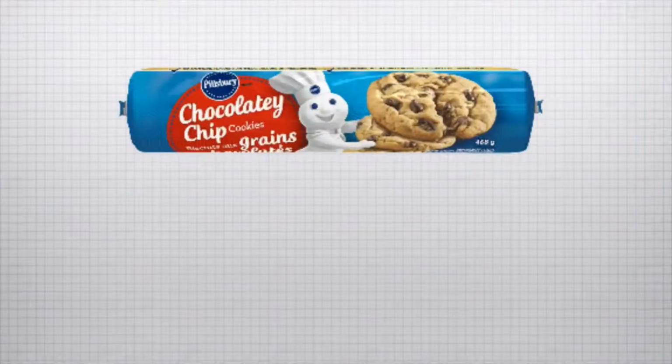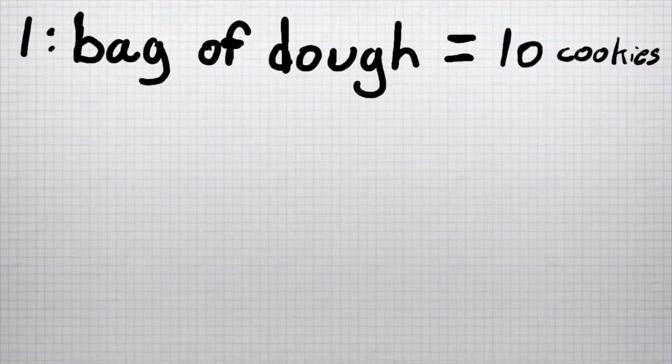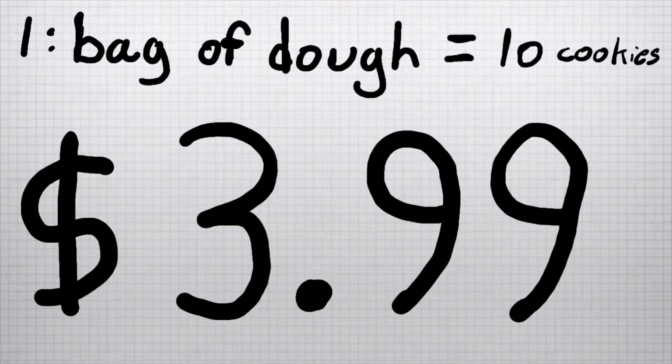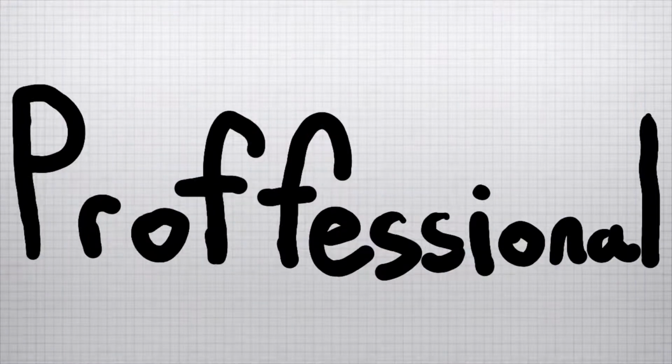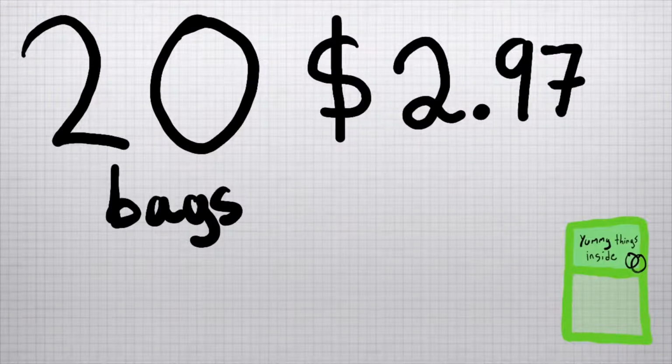I chose to bake and sell cookies. For the cookies, I bought one of the bags of cookie dough as I personally find those delicious. I bought one bag of dough, enough for 10 cookies, which cost $3.99. I then decided I wanted to have some form of wrapper to make it more professional. So, I bought little treat bags. I got a pack of 20 bags for $2.97.